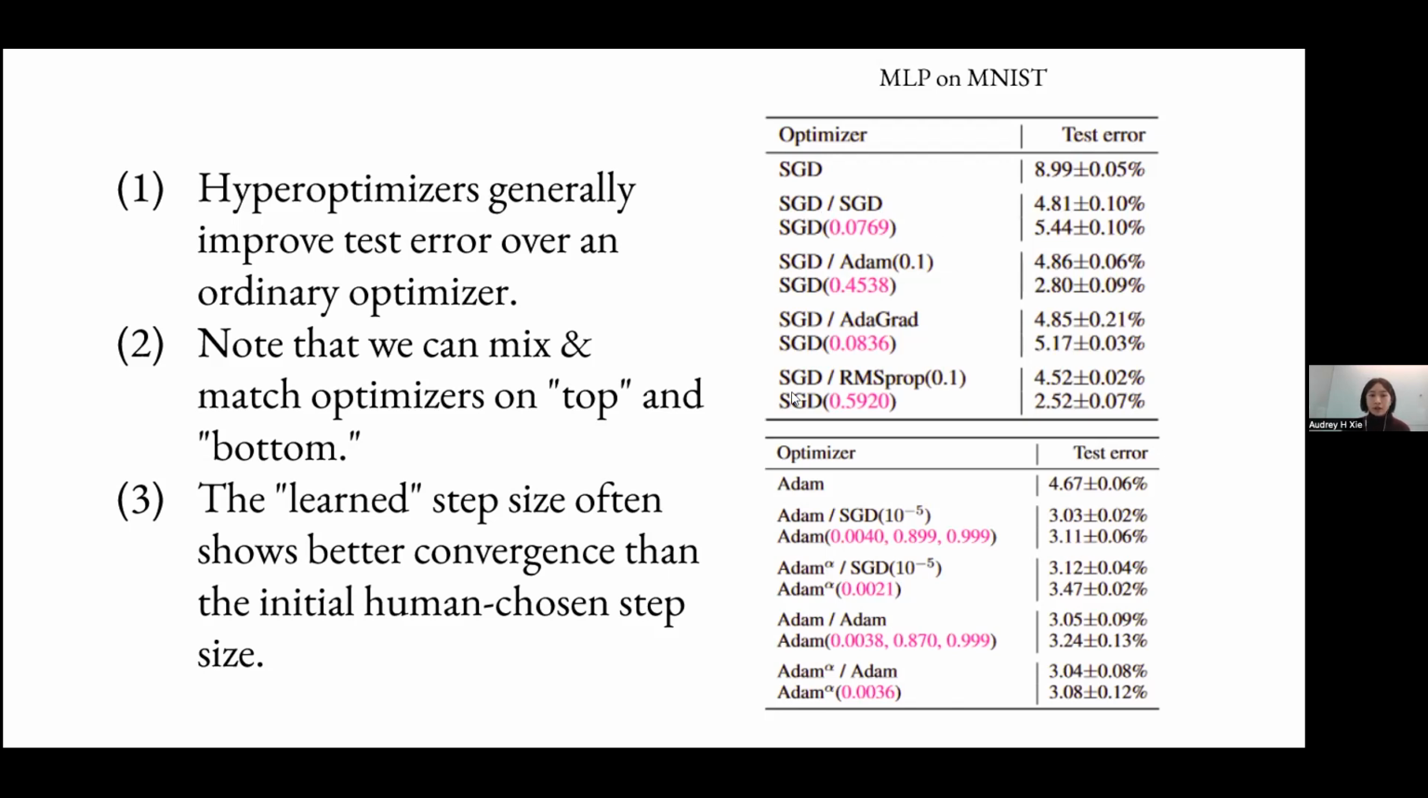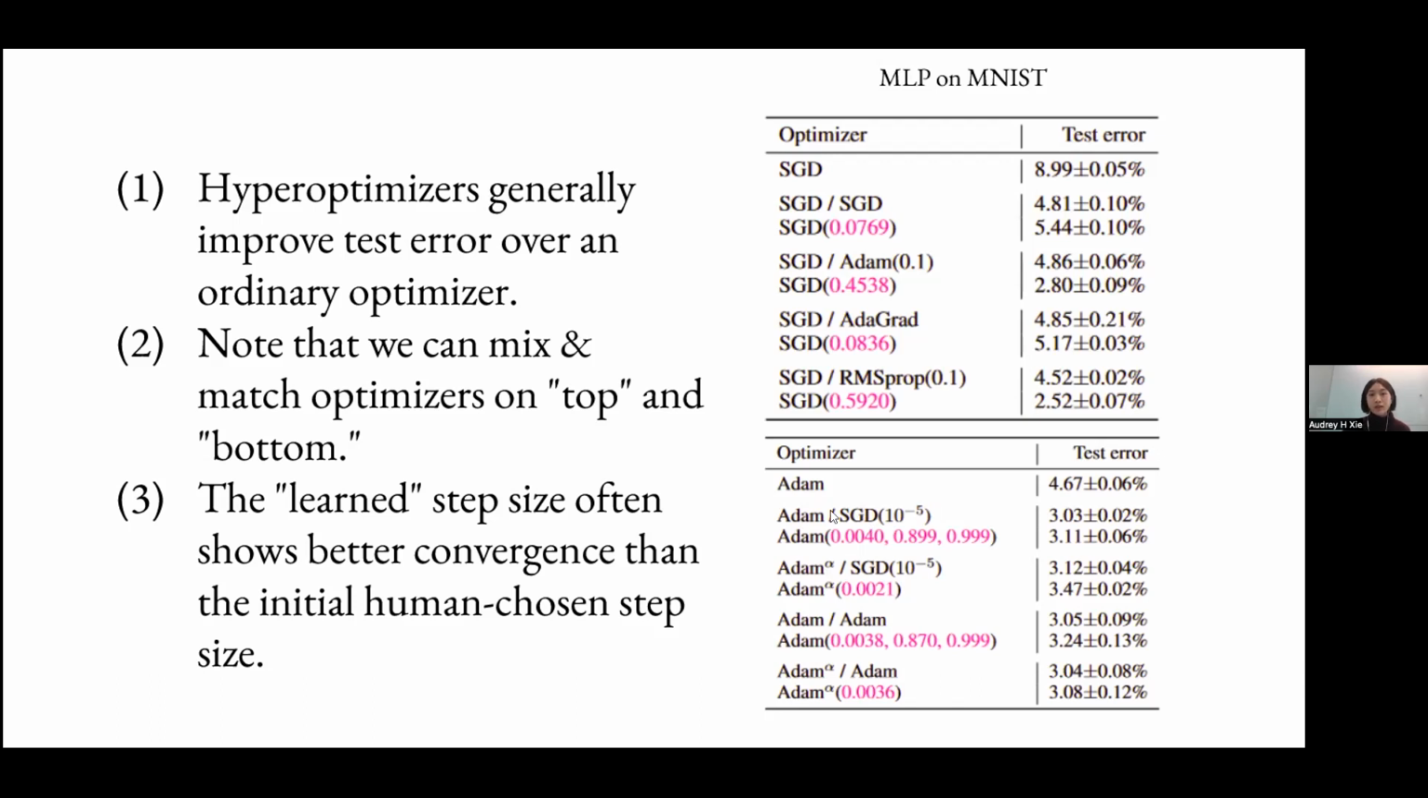Second thing to note is that we can mix and match optimizers on the top and bottom, meaning that the hyperparameters of SGD can be optimized by Adam, as here. Similarly, in the lower table, the hyperparameters of Adam can be optimized by SGD. So the beta 1, beta 2, as well as the learning rate of Adam can all be adjusted together by this SGD optimizer.